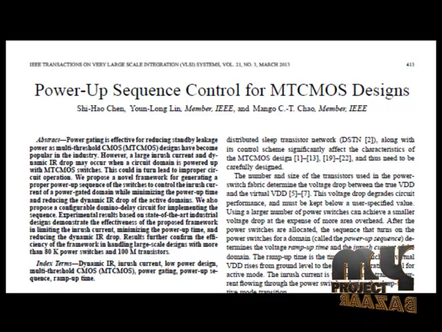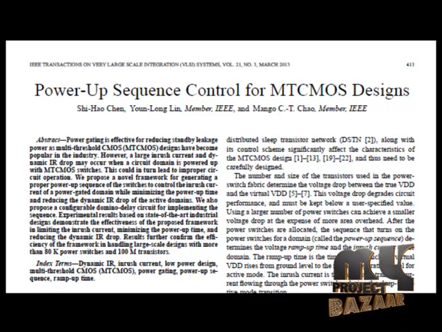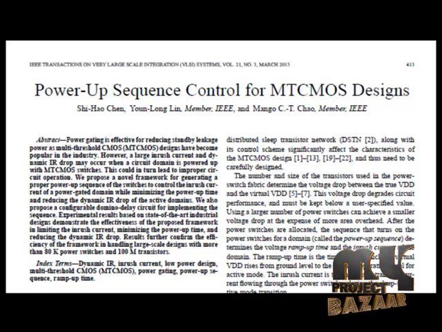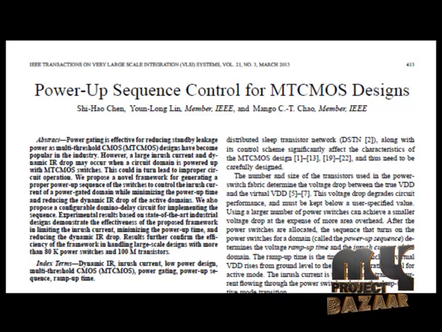Here we discuss power-up sequence control for MTCMOS designs. Reducing power consumption has become very important in recent years due to the increase in transistor density and clock frequency, as well as consumer trends in high-performance portable and embedded applications.